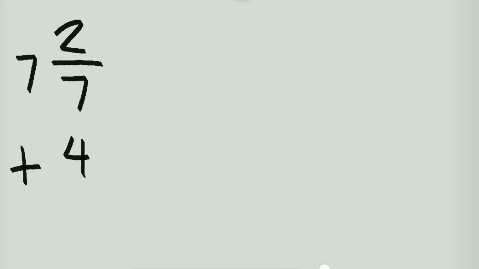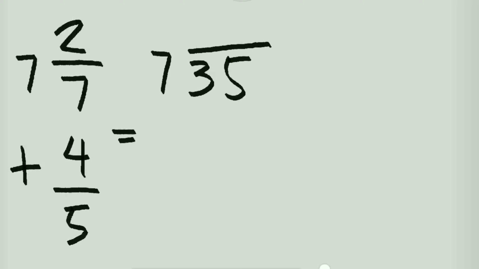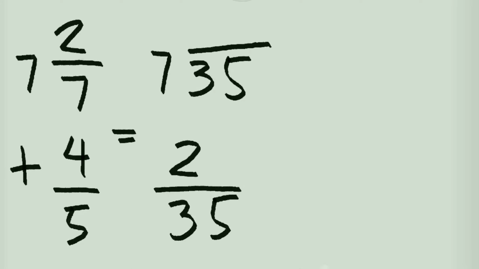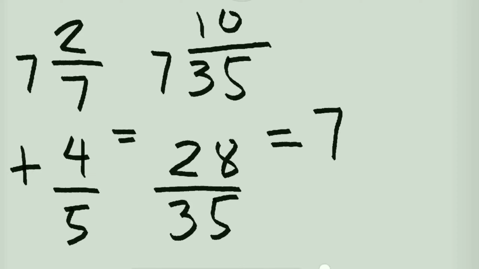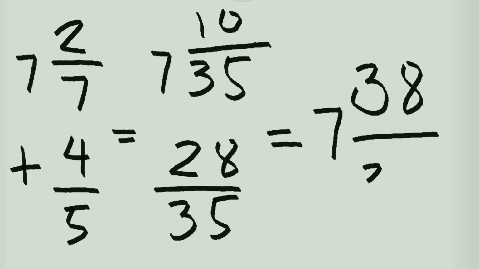I have here another example. 7 and 2/7 plus 4/5. The LCD of 7 and 5 is 35. 35 divided by 5 times 4 is equal to 28. 35 divided by 7 times 2 is equal to 10. 7 and 10/35 plus 28/35 is equal to 7 and 38/35. 10 plus 28 is equal to 38 over 35.